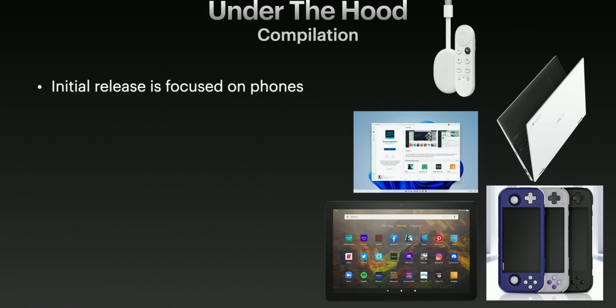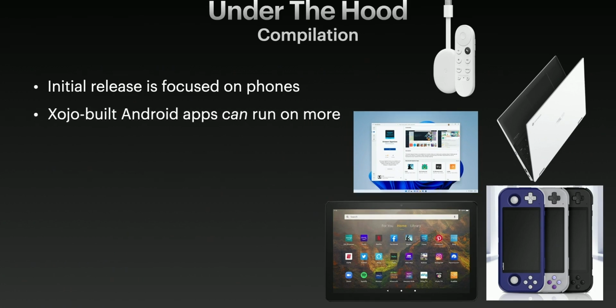So, our initial release of Android support is indeed focused on phones, which are by far the most popular device type. When you look at the device type graph, they support all kinds of things, TVs and such, but phones is by far the most popular, and that's what we're aiming to support in our initial release. But because we've taken the time to build this transpiler and go to their supported bytecode, Xojo-built Android apps are technically capable of running on much more than phones.